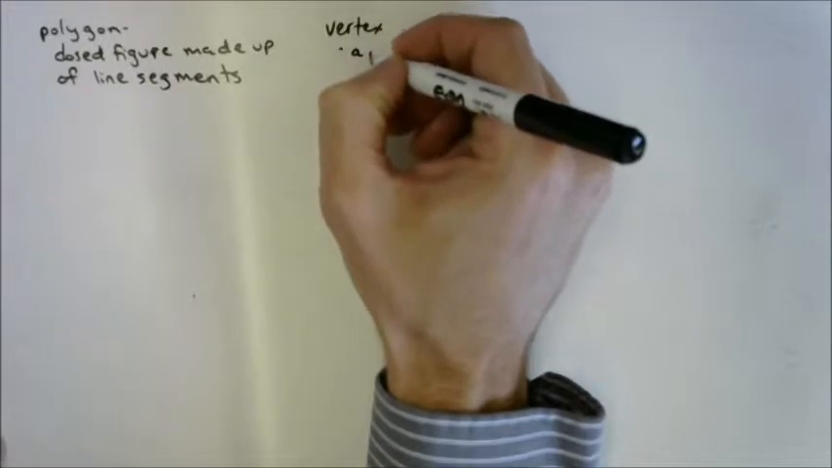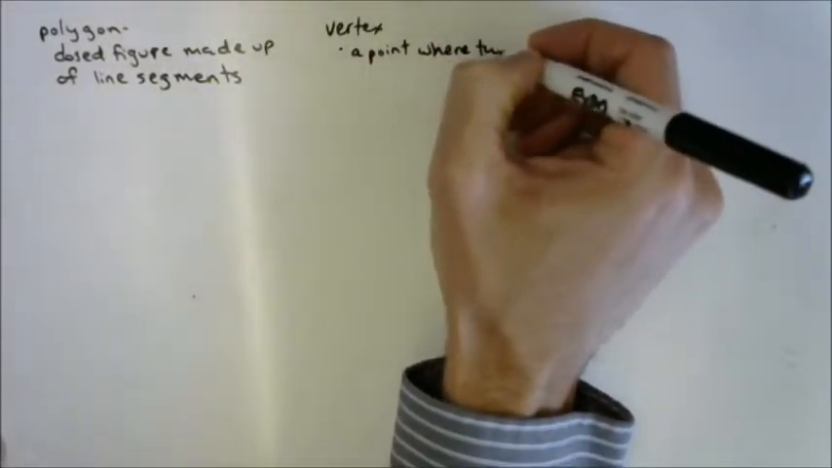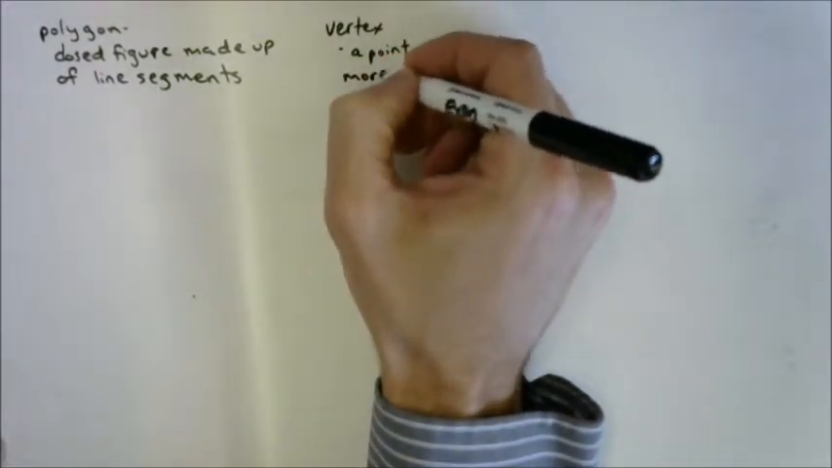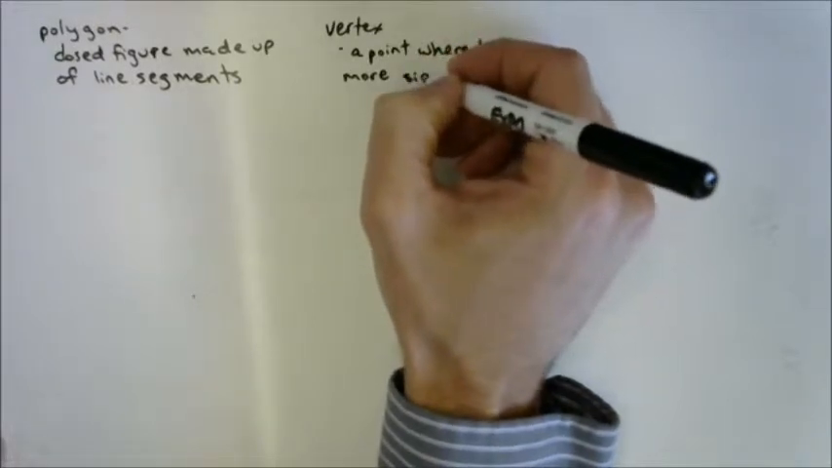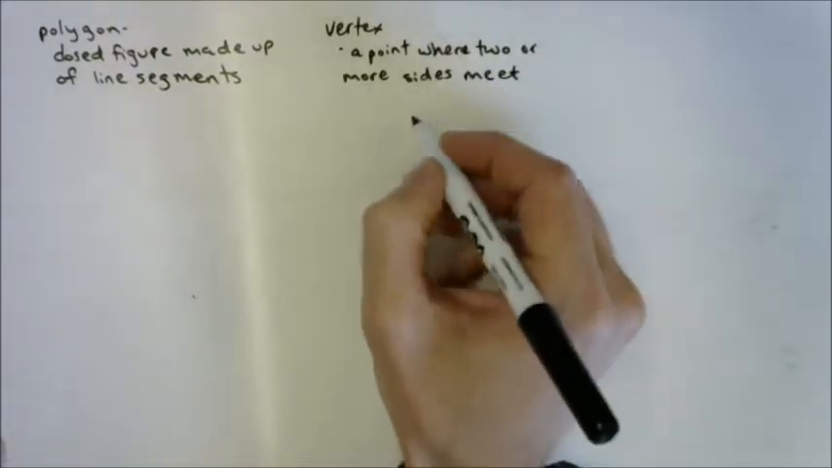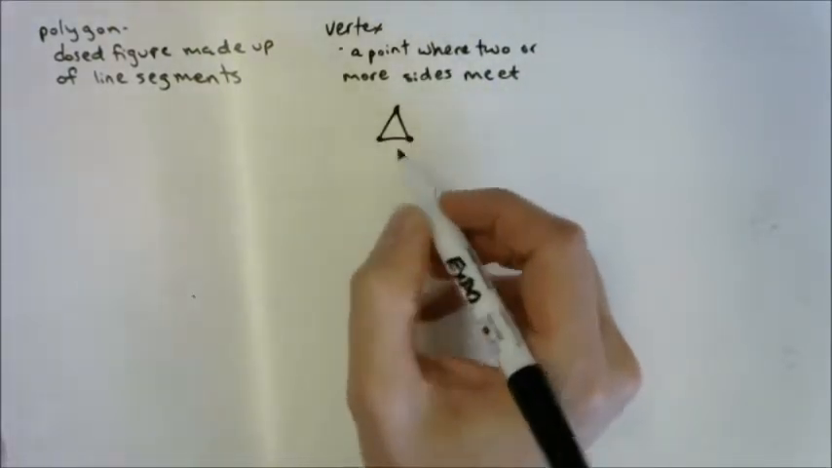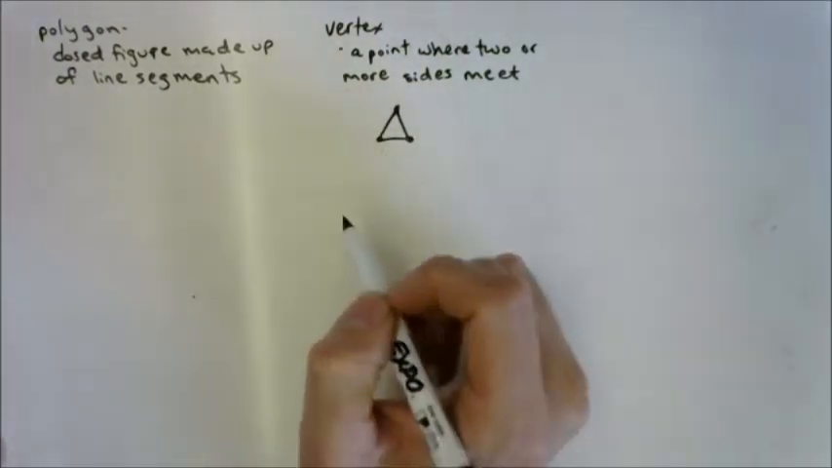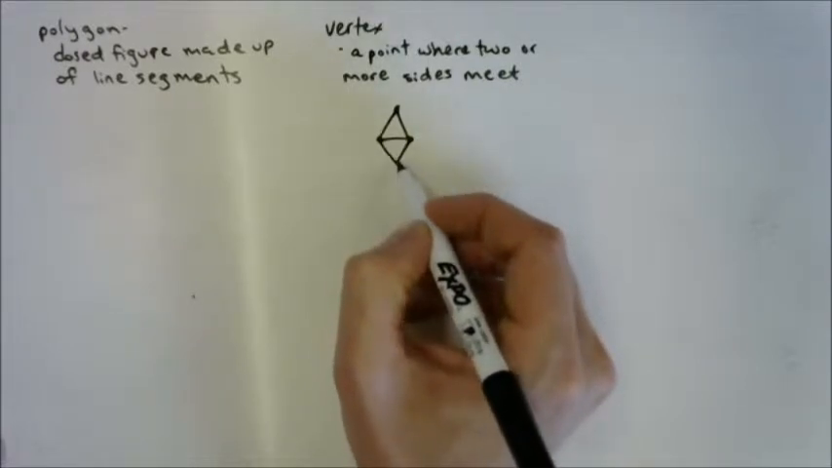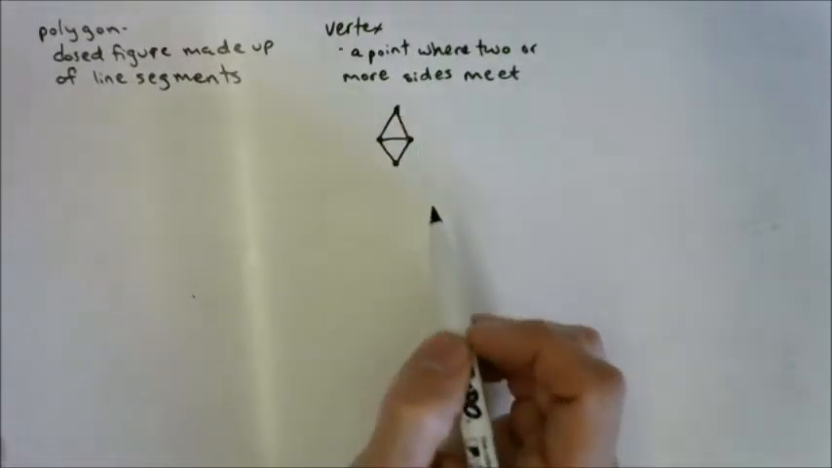Another one that you're going to note is a vertex. This is a point where 2 or more sides meet. Excellent. So, if I have 2 line segments, boom, I have created 3 vertices in this triangle. Yeah? If I do this, I still just have vertices. 1, 2, 3, 4. Okay?